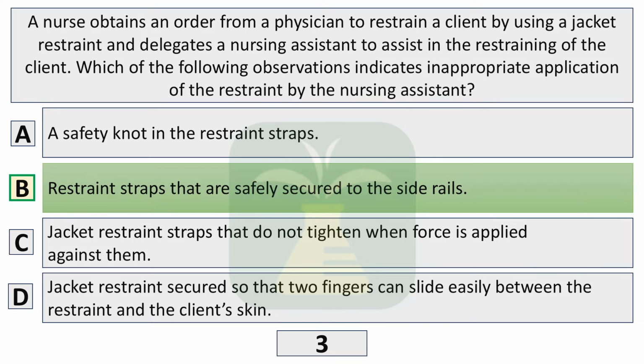Correct answer, B. Restraint straps that are safely secured to the side rails. The restraint straps should be secured to the bed frame and never to the side rail to avoid accidental injury in the event that the side rail is released. A half bow or safety knot should be used for applying a restraint because it does not tighten when force is applied against it and allows quick and easy removal of the restraint in case of emergency. The jacket restraint should be secured, and 1 to 2 fingers should slide easily between the restraint and the client's skin.